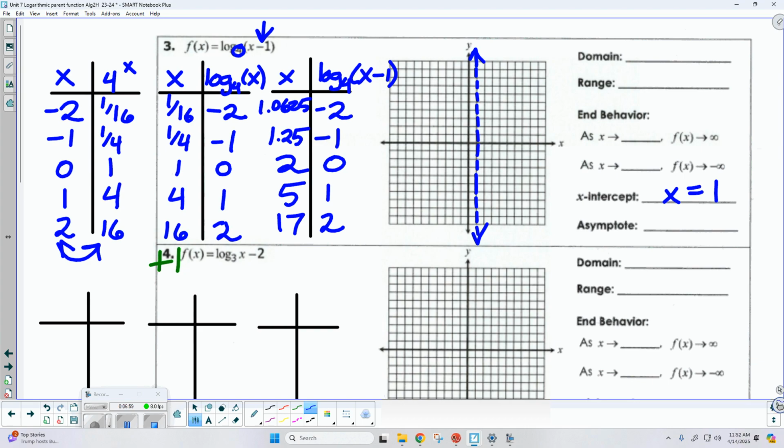Okay, let's go ahead and plot my points. So let's see here. That gives me 1.06, so that's just barely past the asymptote. -2, 1.25, -1. Then we got 2, 0. Then we got 1, 2, 3, 4, 5, 1. And then unfortunately 17, 2 is off the graph. So we should be ending up with something like this. And remember, we had a growth base, so it makes sense that my graph is rising to the right. The y values are going to be getting larger.